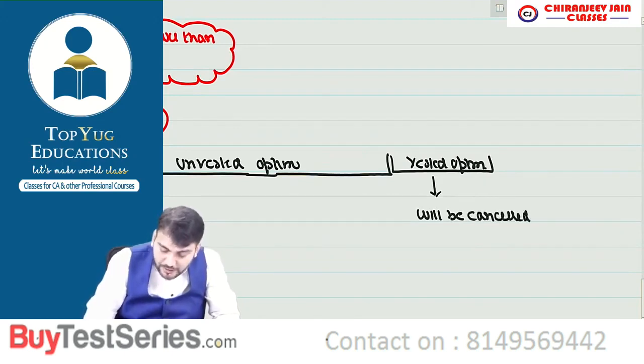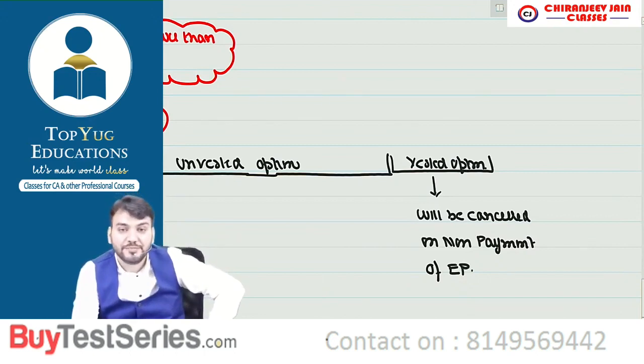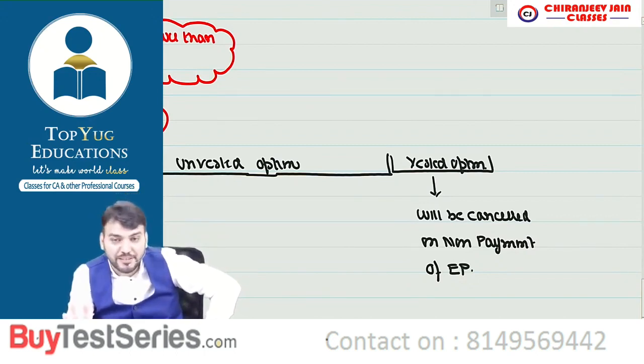It will be cancelled on non-payment of EP. EP means exercise price, or non-payment of exercise price. Automatically it will be cancelled.